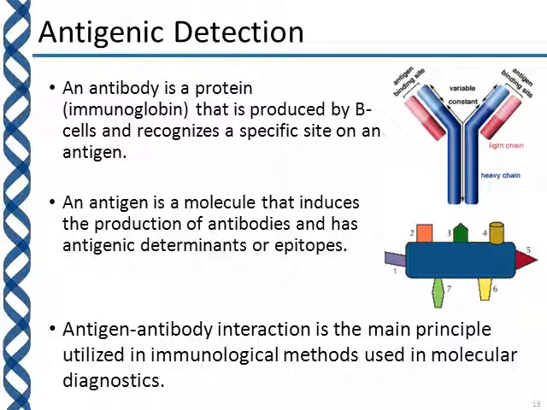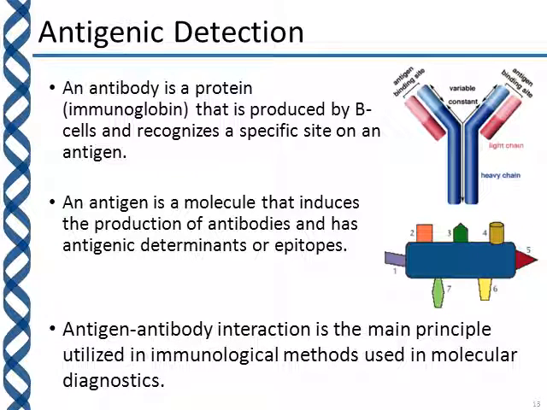For antigenic detection, antibodies are commonly used. An antibody is a protein or immunoglobulin that is produced by B cells and recognizes a specific site on an antigen, and this is called an epitope. An antigen is a molecule that induces the production of antibodies and has antigenic determinants or epitopes. The antigen-antibody interaction is the main principle utilized by immunologic methods used in molecular diagnostics.